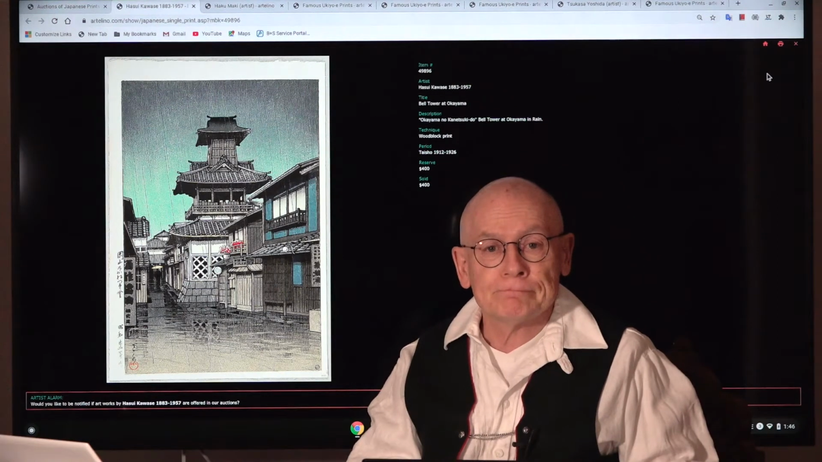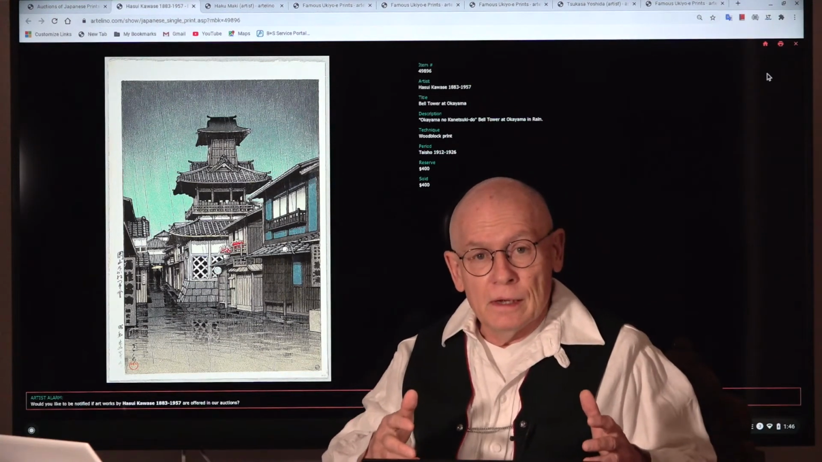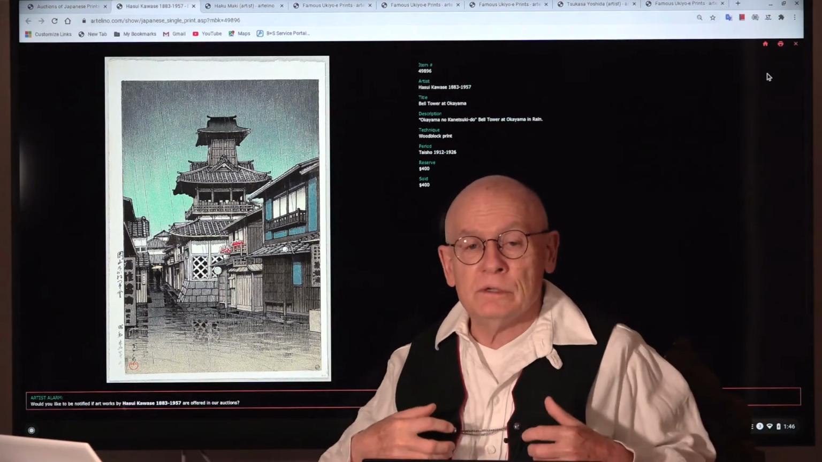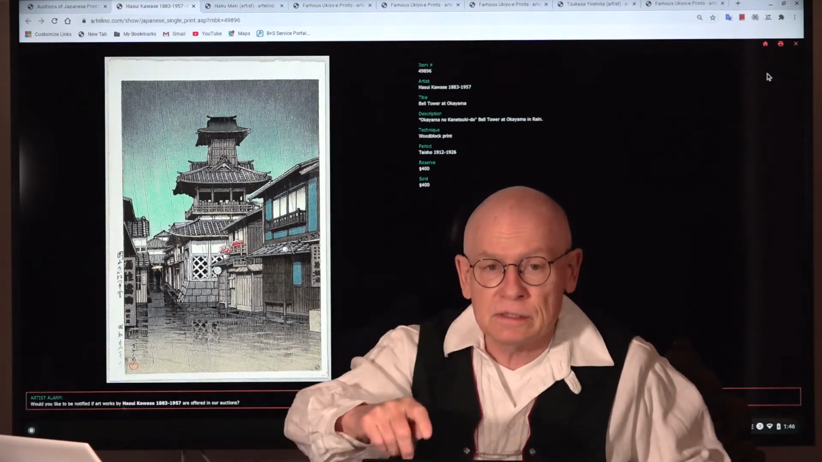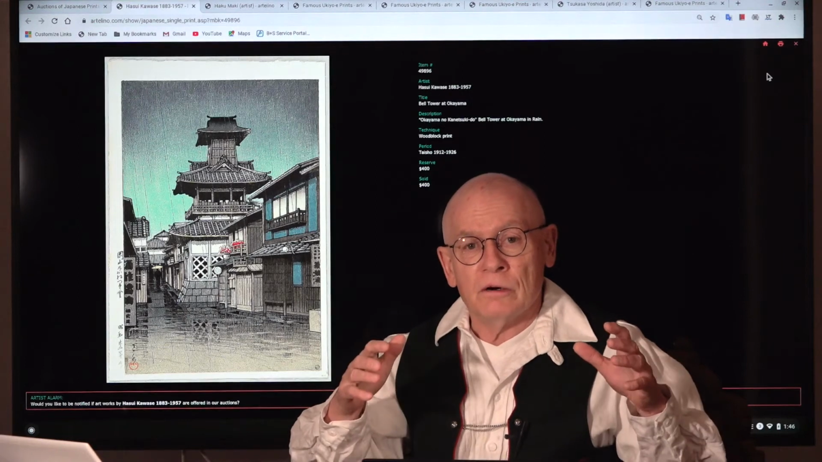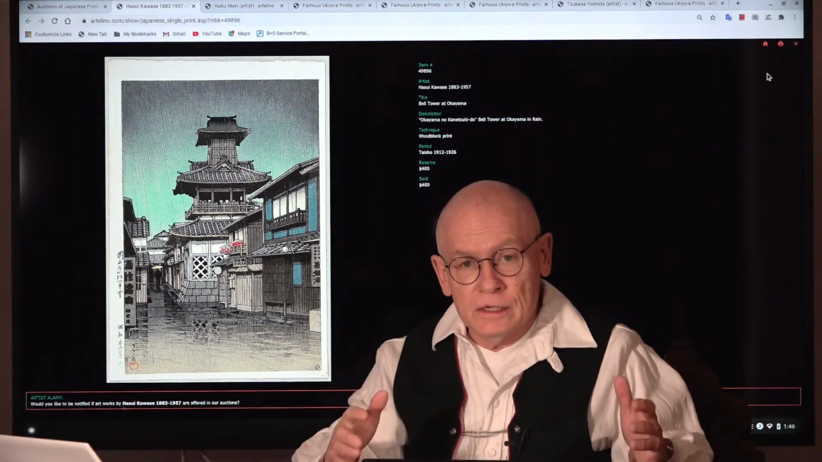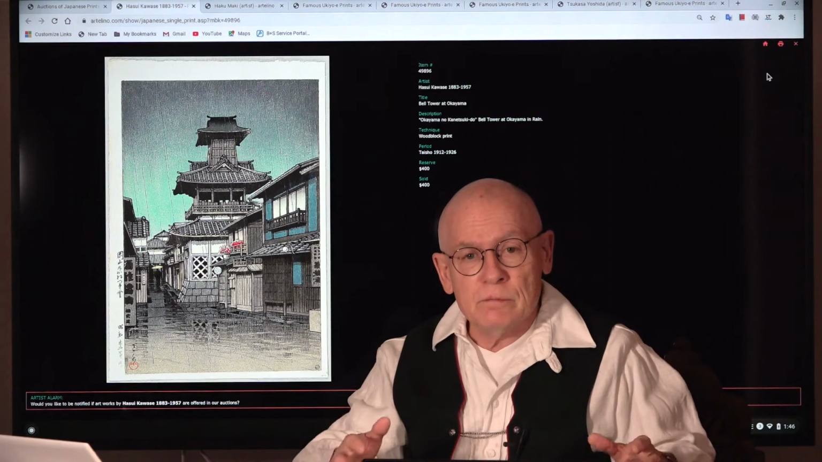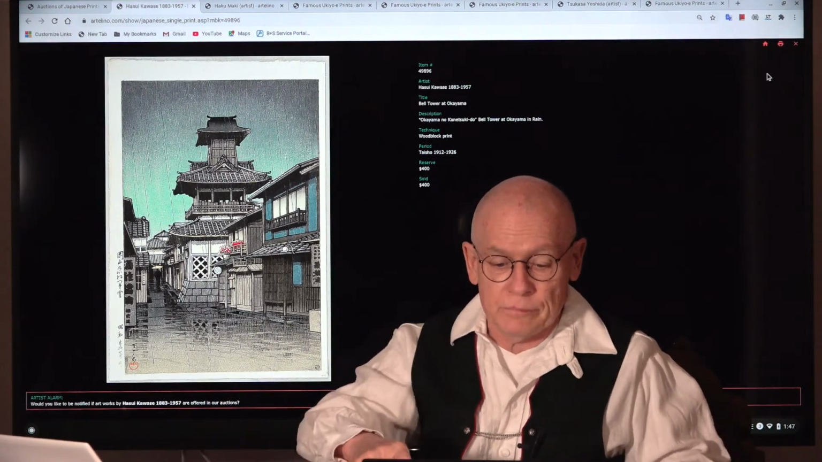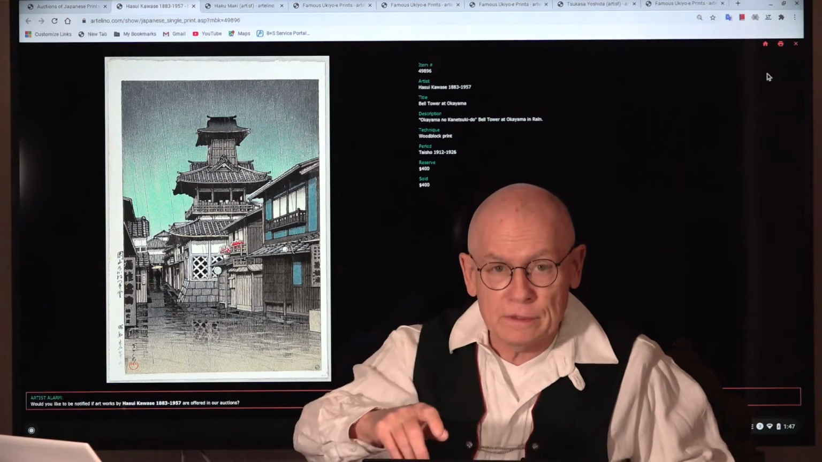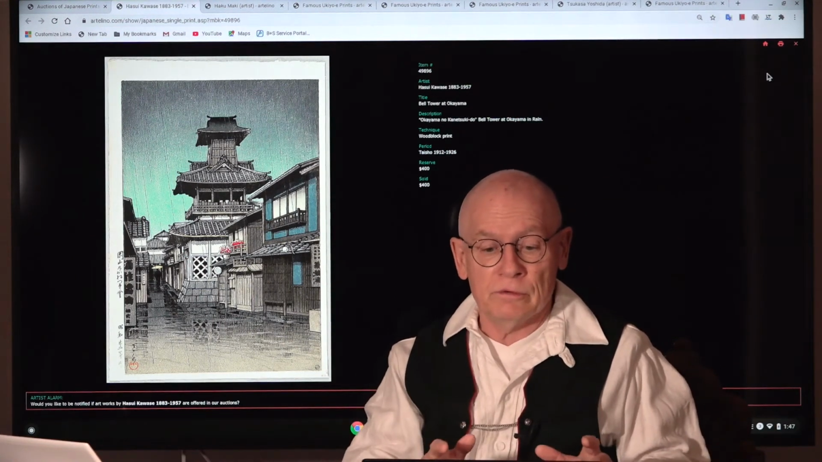So much about how, in my view, Hasui plus his artisans created this impression of rain. The Shinhanga art movement is famous for creating impressions and moods with their images. Okay, so much about rain, my friends.